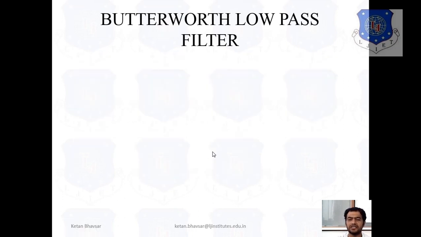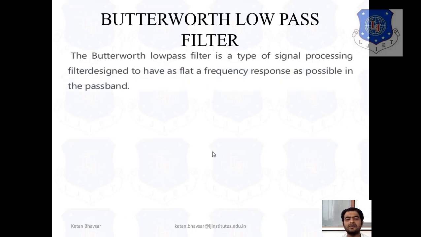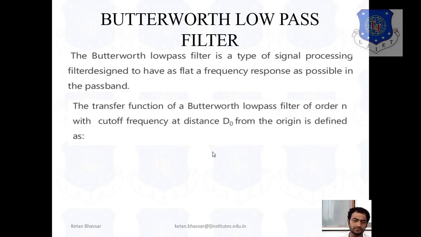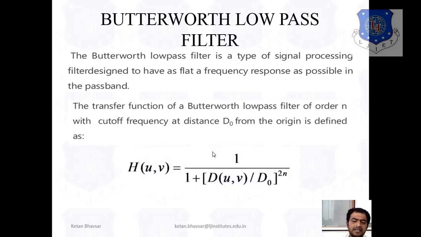In the same way we can work on the Butterworth low pass filter. A Butterworth low pass filter is a type of signal processing filter designed to have as flat a frequency response as possible in the pass band. The transfer function of a Butterworth low pass filter of order n with cutoff frequency at distance d0 from the origin is defined as H(u,v) = 1 divided by 1 plus [D(u,v) divided by d0]. Here d0 is the origin point distance, and (u,v) is represented by the image's row and column.